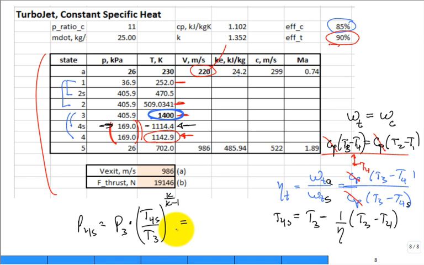Did you get it, or did I have an error? No, we're just wondering how you got P2 and T2. How I got which one? P2.